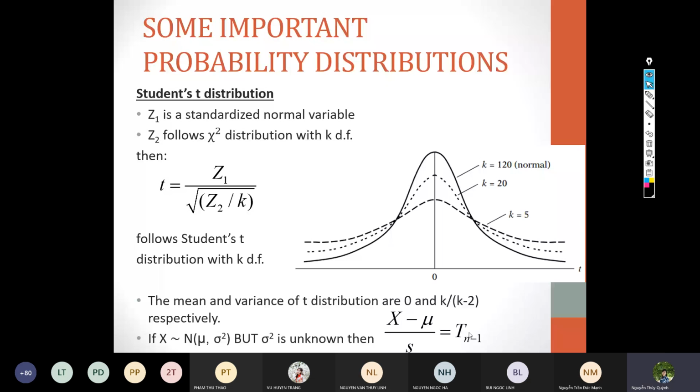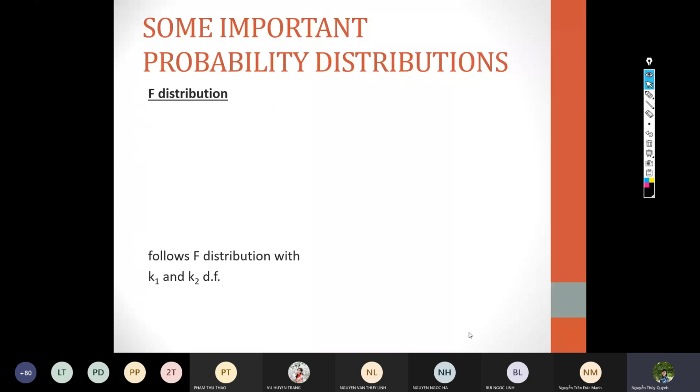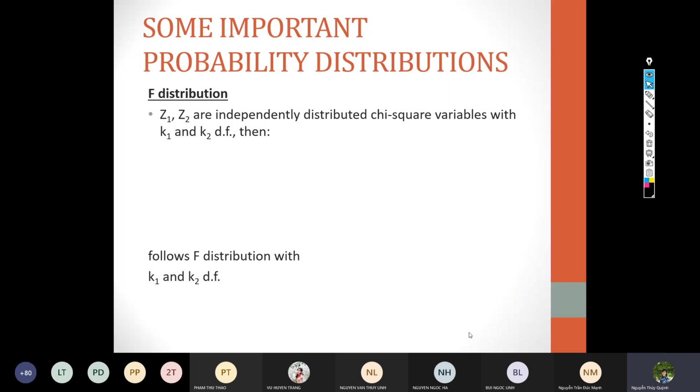Okay. Next, the final one, the F distribution. So the Fisher distribution: when we have Z1 and Z2 independently distributed chi-square variables with K1 and K2 degrees of freedom, then the ratio between Z1 divided by K1 and Z2 divided by K2 will follow an F distribution with K1 and K2 degrees of freedom.